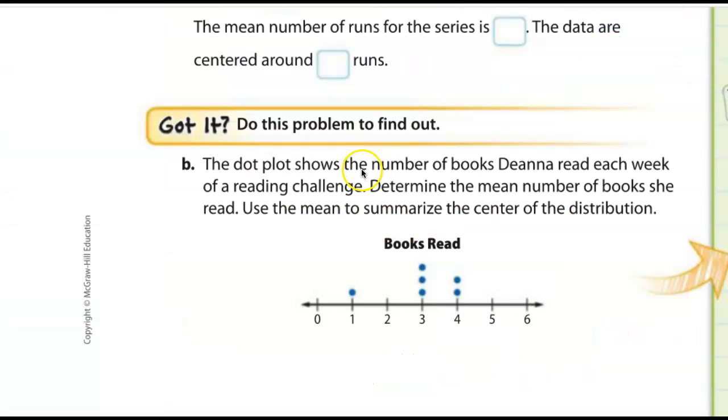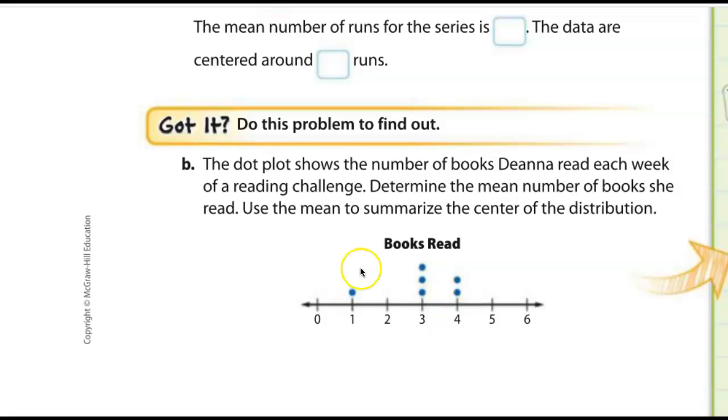All right, we're going to do another problem together. This is going to be on page 785. This time it has a dot plot. It says the dot plot shows the number of books Dina read each week of the reading challenge. Determine the mean number of books she read. Use the mean to summarize the center of distribution.